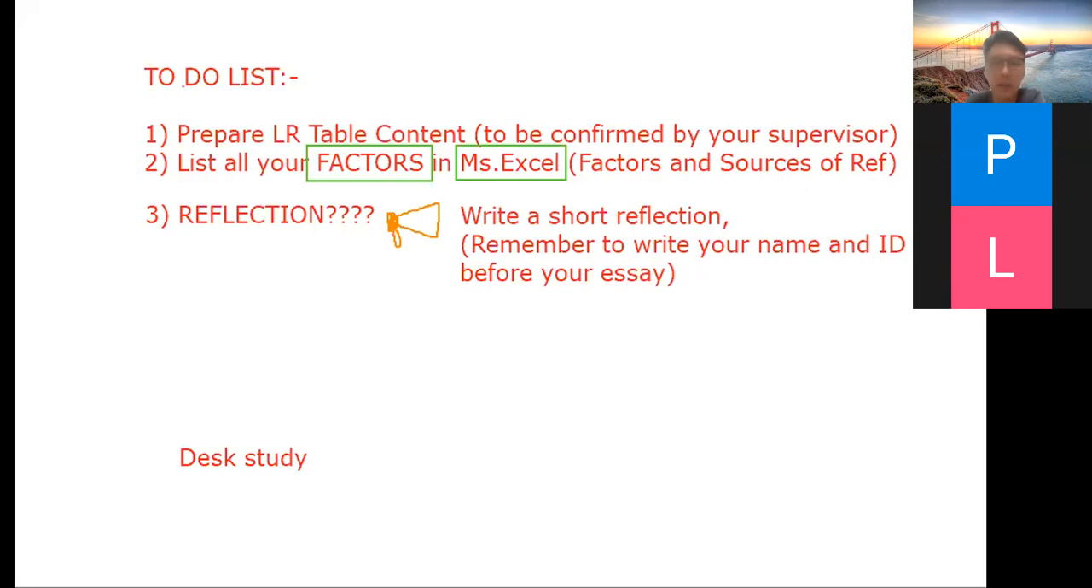It must be done in Excel. Do you know why? Because if you do it in Excel, later you can copy the Excel and put it in your writing in chapter 3. Actually, this is to get you ready for chapter 3. If you don't put it in Excel, later in chapter 3, you will do it again. So no point, do it now.